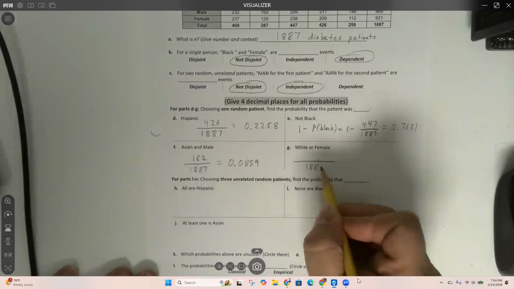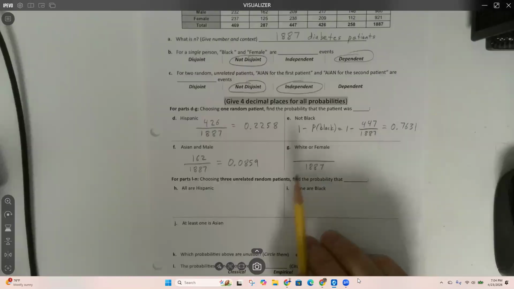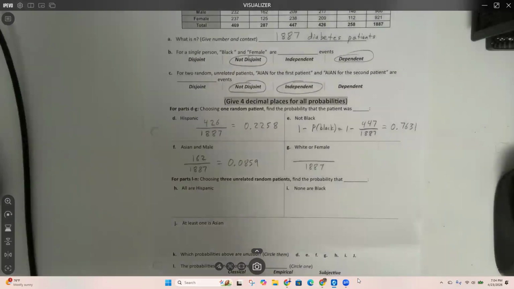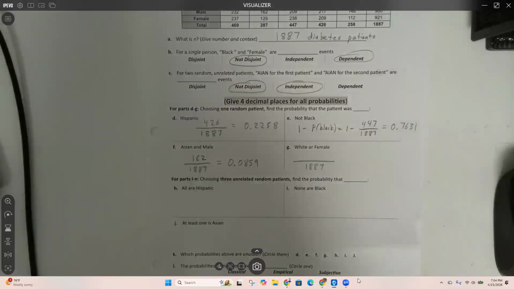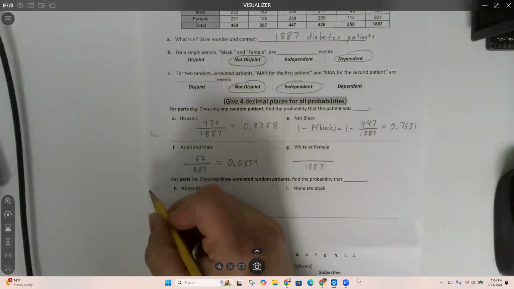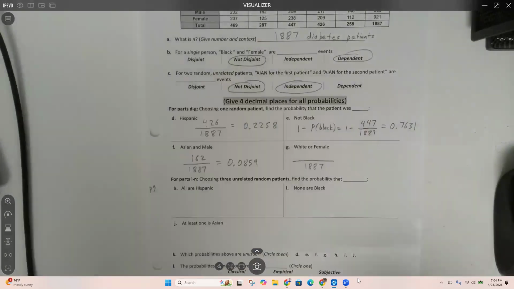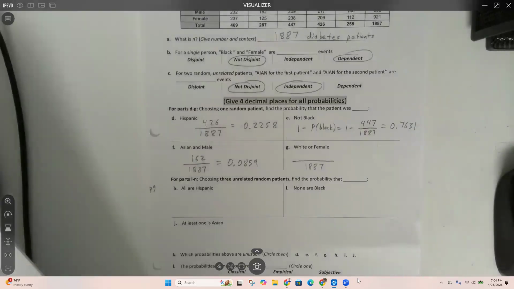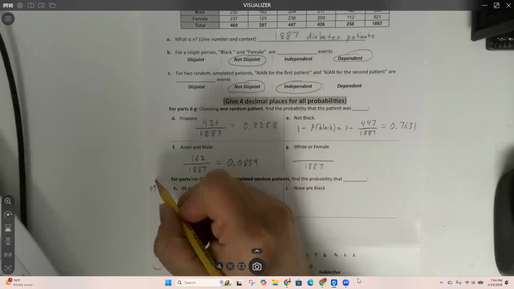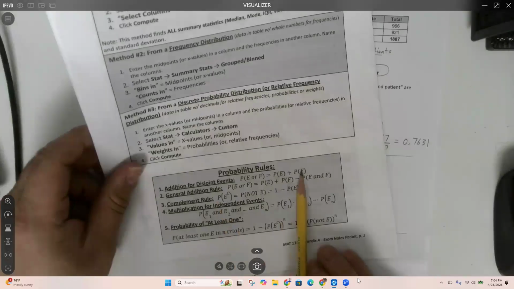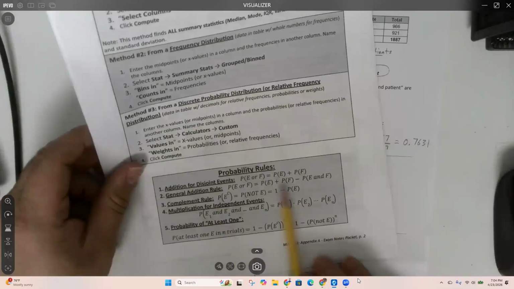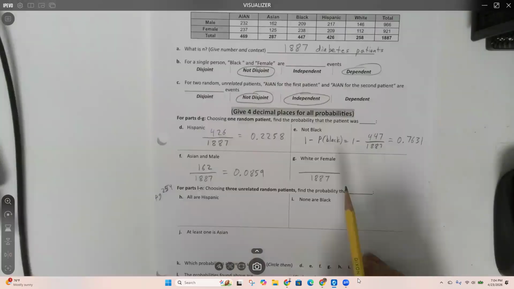Now, for this one, white or female, that's going to depend on whether those are disjoint or not. What page are all these probability rules on? Does anyone remember? Page 254 at the bottom. Yes, 254. If they're disjoint, you just add the two together. If they're not, you add the two together and subtract when it's an and.